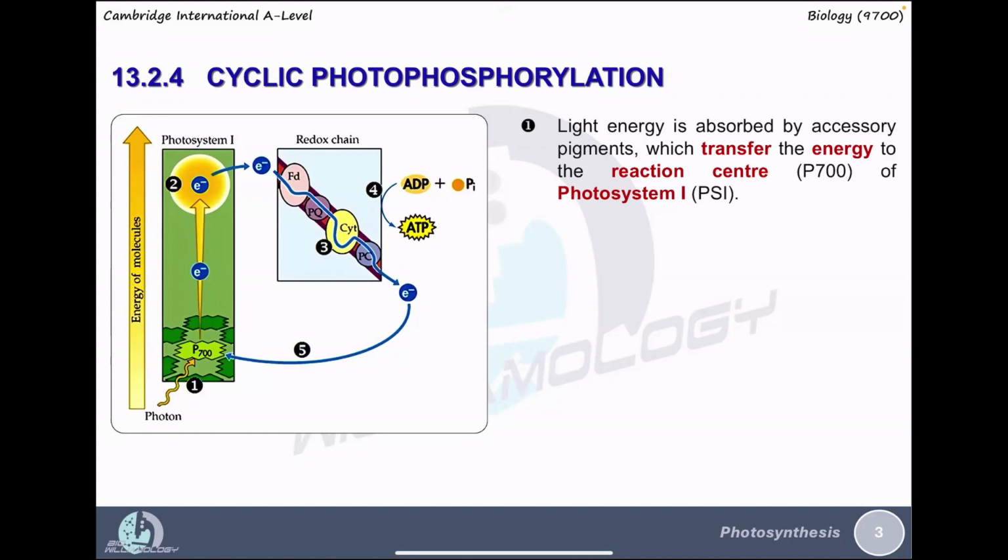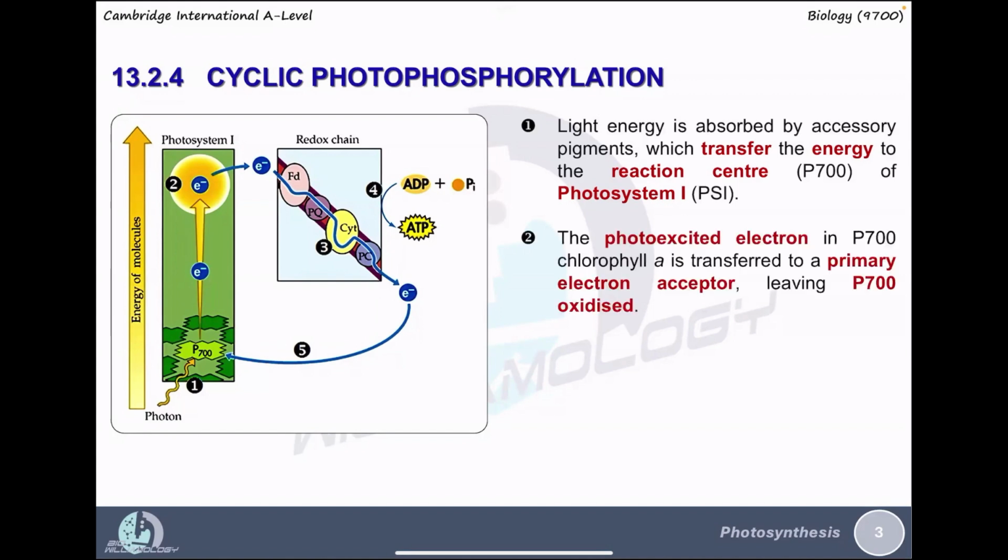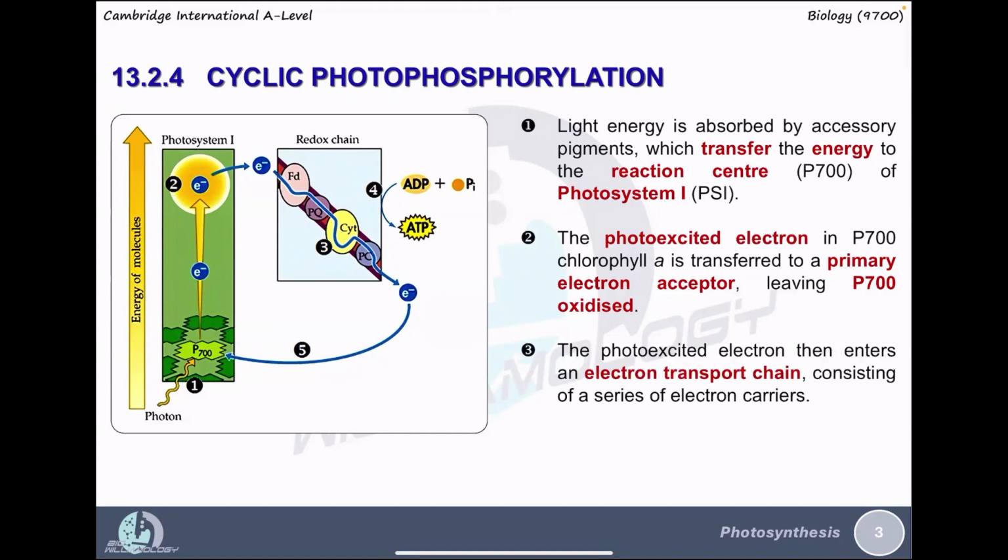As we know, light energy is absorbed by accessory pigments, and this energy is transferred to the reaction center P700 of photosystem 1. The photoexcited electron in P700 is transferred to the primary electron acceptor. This electron has a high energy level. So again, P700 is oxidized. The photoexcited electrons now enter a series of electron carriers that form the electron transport chain.